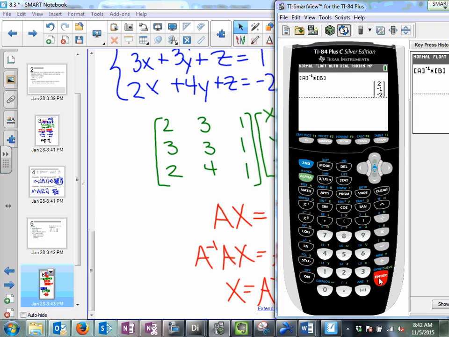Pretty sweet, right? I got 1, 6, make it 1, 2. Okay, so if you're not getting the same thing as me, you probably typed an entry incorrectly. It can just be one number.